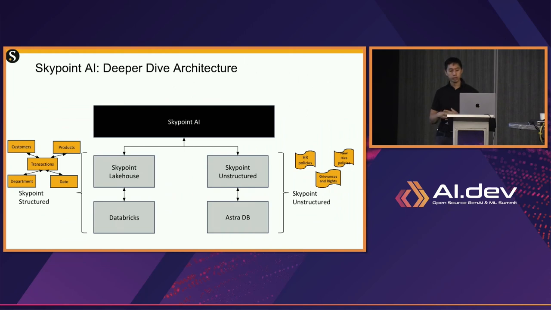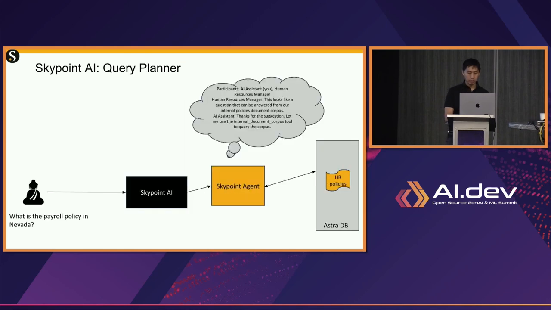A good example is SkyPoint. This is one of our production customers that Chet Kapoor talked about, in healthcare. They have data that's structured, living in Databricks. And by the way, Cassandra is an awesome database for storing structured data too. And they have unstructured data that's stored in Cassandra and leverages vector search. They have their agent system. When you have a query, the first thing it has to decide is whether this data is unstructured, structured, or a combination of both.